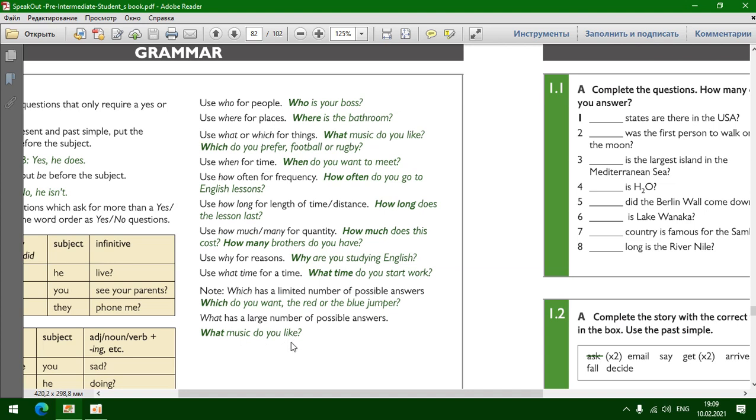Okay, let's remember it. Use when for time. Use how often for frequency. Use how long for length of time, distance. Use how much, how many for quantity. Use why for reasons. Use what time for a time, of course. Okay, let's have our practice exercise about our grammar material.